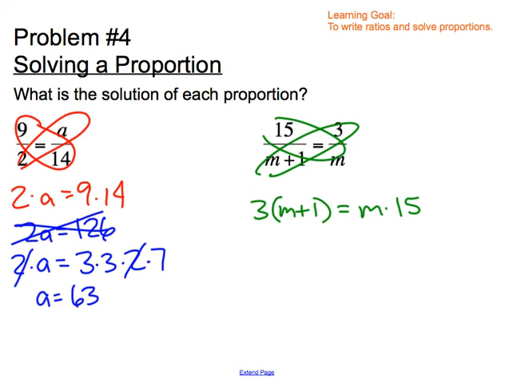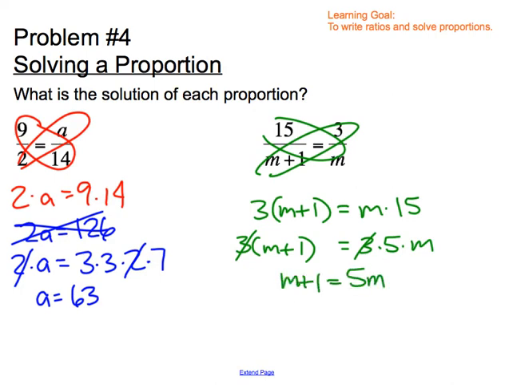Since on the right-hand side, I noticed that we have m times 15, which I know can be written as 3 times 5 times m, I'm going to go ahead and avoid distributing the 3. I'm going to leave it as 3 times the quantity of m plus 1 because I can get the 3's in this case to cancel. So here I have m plus 1 equals 5 times m. I'll subtract m from both sides to get 1 equals 4 times m. And when I divide by 4, I find that m equals 1/4.